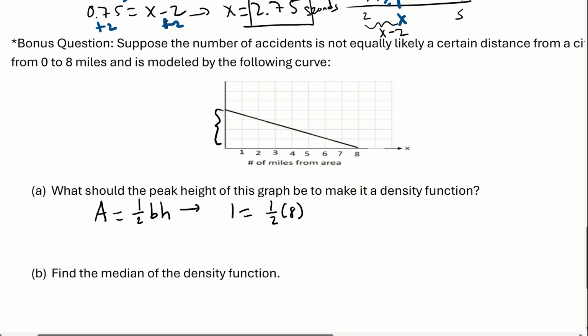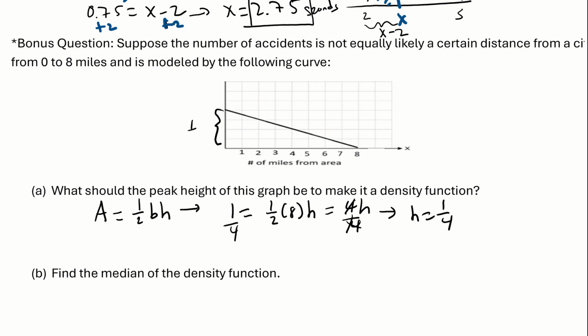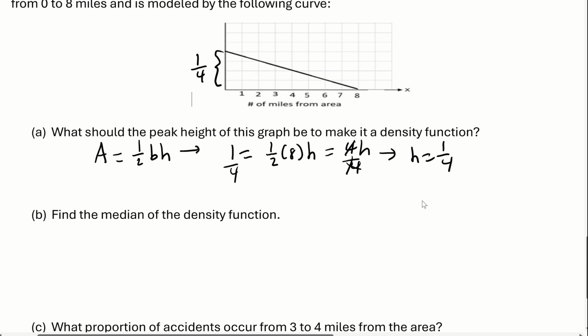So 1/2 times 8 times height, and half of 8 is 4. So 4h. Then divide by 4 on both sides, and h is equal to 1/4. All right, so there's my height. It's 1/4. At least if you knew how to do that part, you get an extra point there.